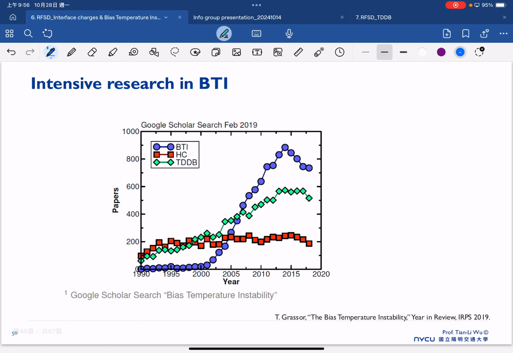And if you look at the literature in Google Scholar, you can find out that this is a very, very important and very hot topic that still needs a lot of engineers and researchers trying to understand. This is a Google Scholar search in 2019, and you can see the literature related to BTI keeps increasing. This is the invited talk called the year in review in IRPS, which is one of the most important reliability conferences. If you look at the most recent IRPS 2023, or even 2024, you will still see BTI is still the most important reliability challenge of our semiconductor devices.